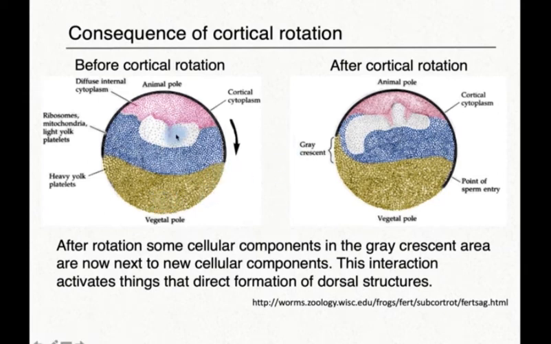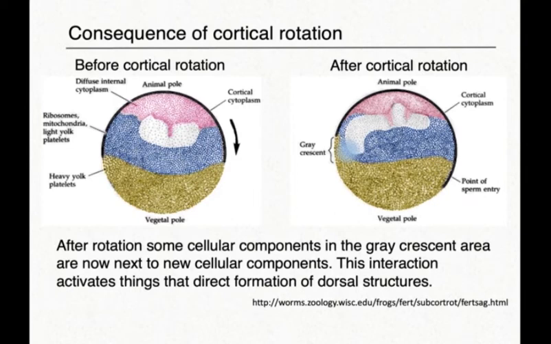So what happens in cortical rotation? This image has it rotating the opposite way from what I was just showing you, but the cortex will rotate this way, and what you'll see is the cortex that was here, that was attached to this heavier, denser stuff, pulls up a little bit of that vegetal heavy yolk platelet cytoplasm. So before, where you had all this blue on top of the yellow, over here you have some blue beside yellow. So that serves as a signal.